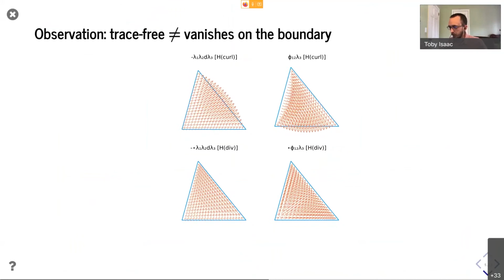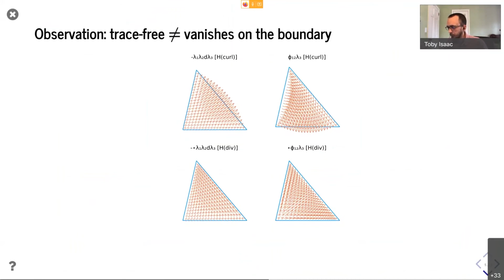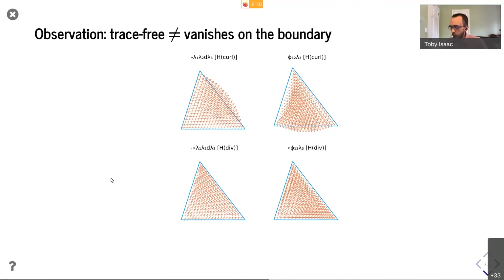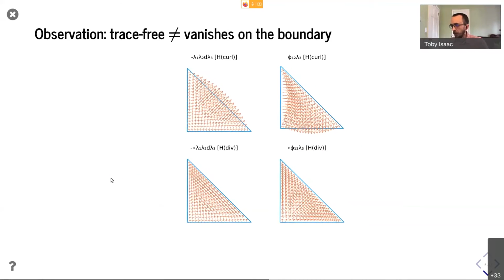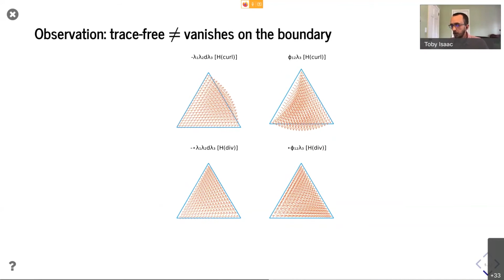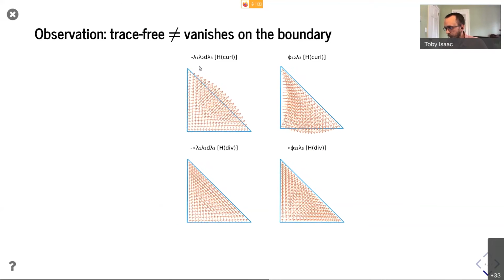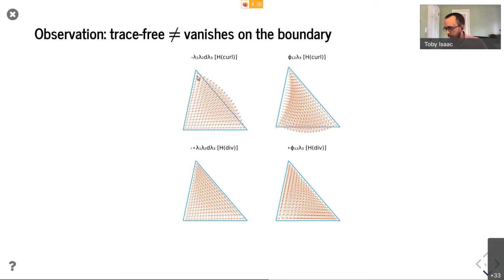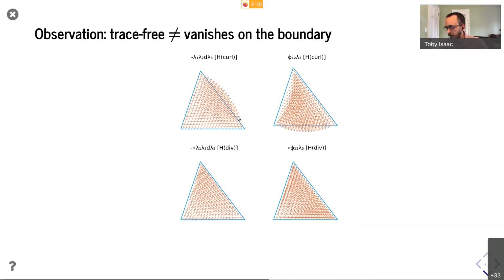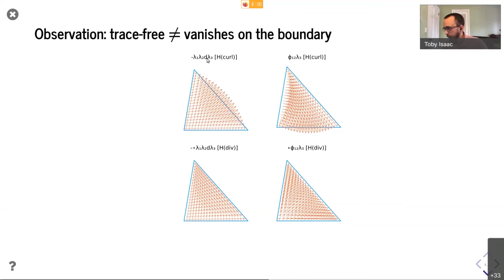One thing that, if you haven't worked with them, may be a little bit counterintuitive with these HDiv, H-curl conforming spaces, is that trace-free is not the same as vanishing on the boundary, right? That's the result of the reduced continuity between the spaces. So here we have, for instance, an H-curl function that is trace-free, even though it is clearly not 0 on this edge here. And it is lambda 1, lambda 2 times d lambda 3.